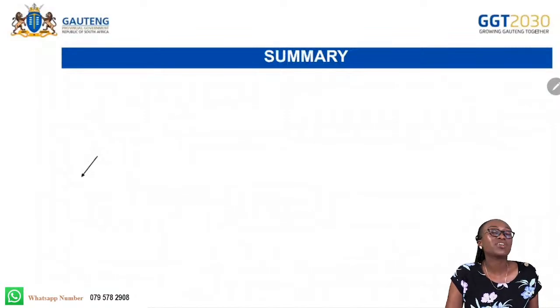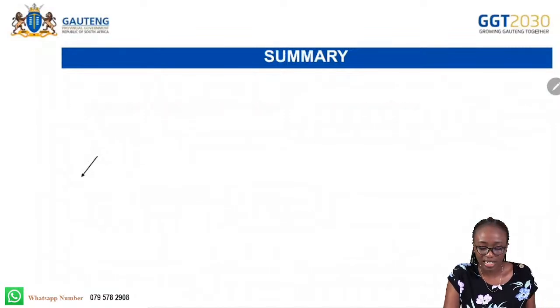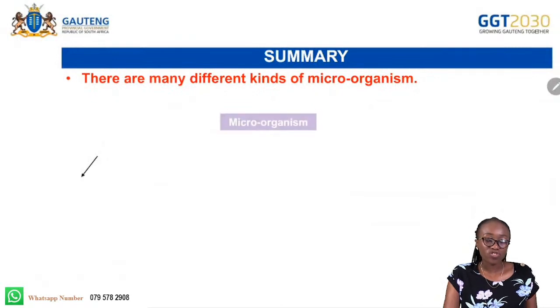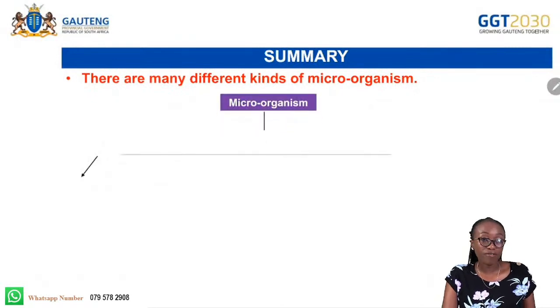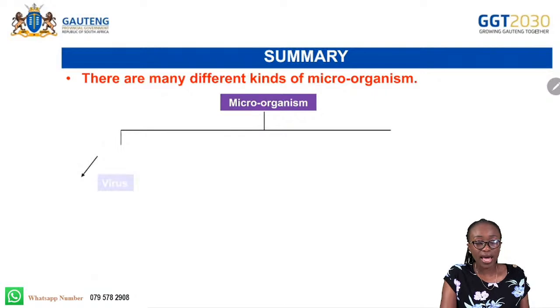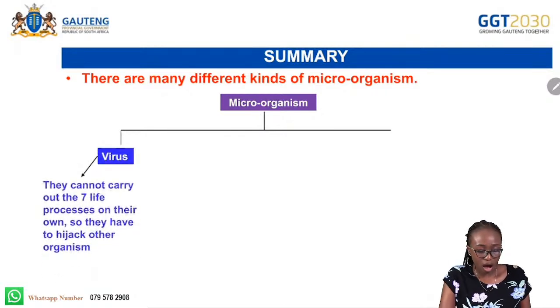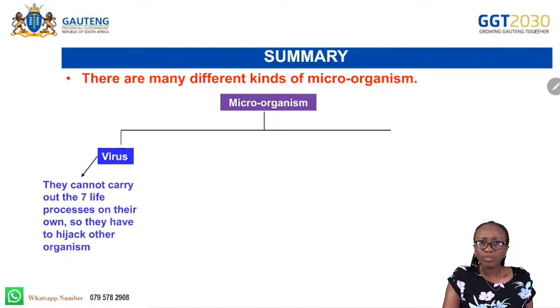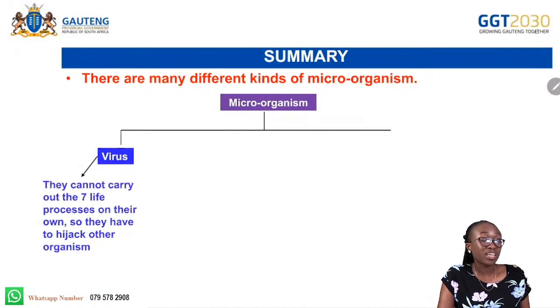So what have we learned today? Let's wrap up our lesson. There are different kinds of microorganisms. For starters, we've got viruses. These are small organisms that cannot carry out the 7 life processes, so they depend on other organisms.